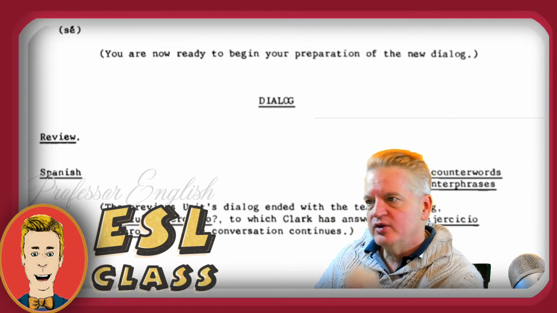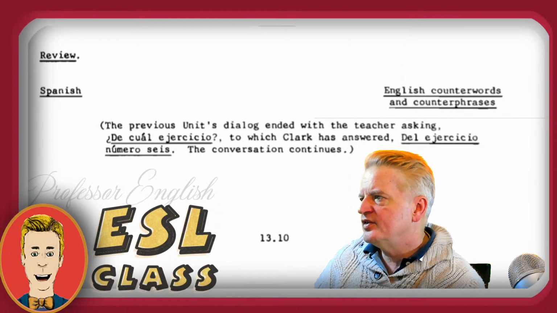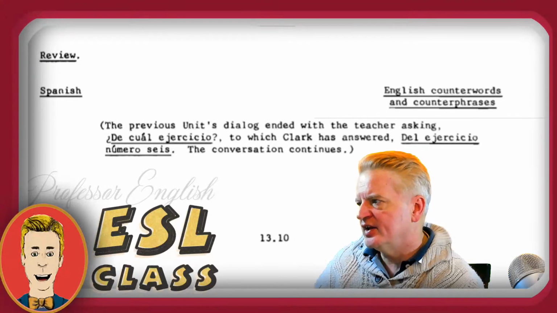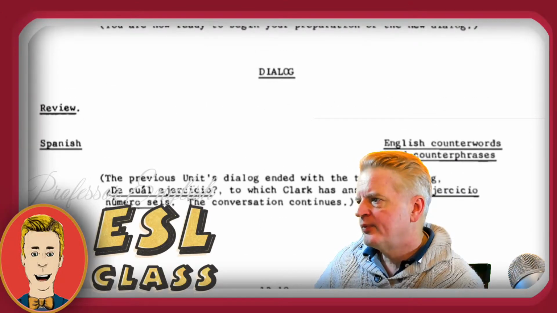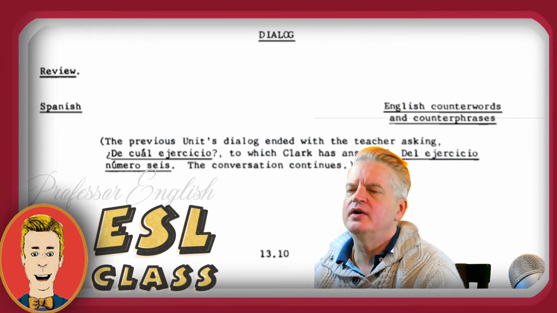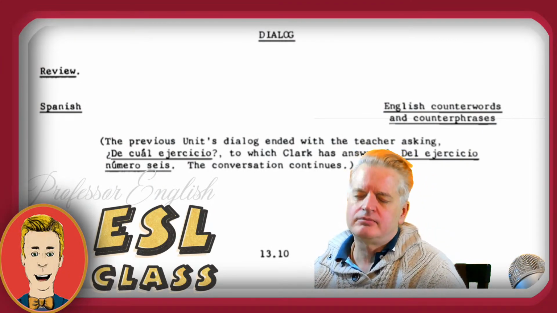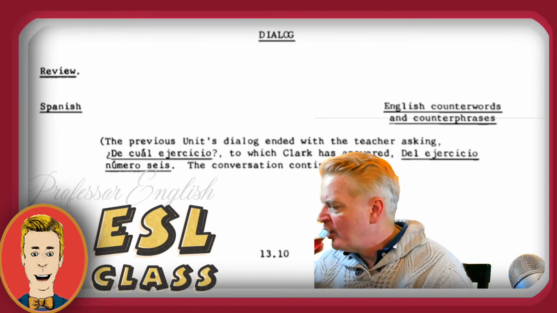Okay, now we get to the dialogue. The previous unit's dialogue ended with the teacher asking, ¿De cuál ejercicio? To which Clark answered, del ejercicio número 6. The conversation continues. Usually before they start the dialogue, they review. Let's listen to see if they review the dialogue. Review. Yeah. Repeat the following utterances as often as you hear them and at the speed you hear them.